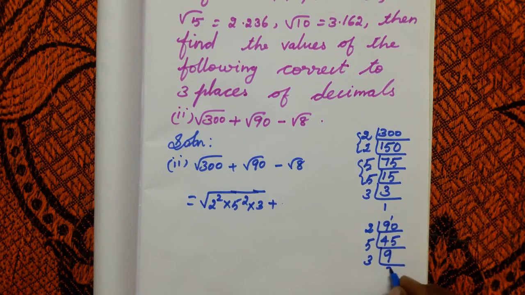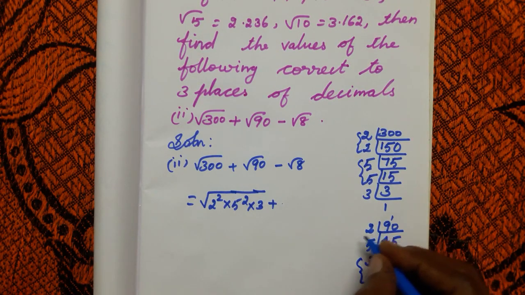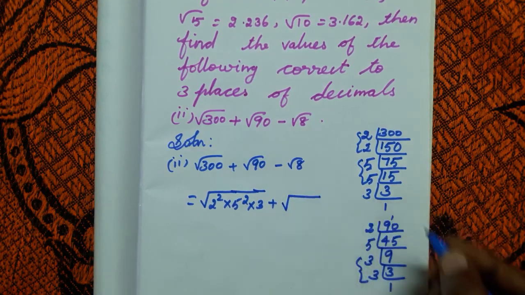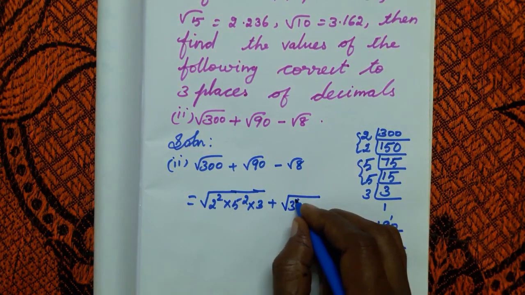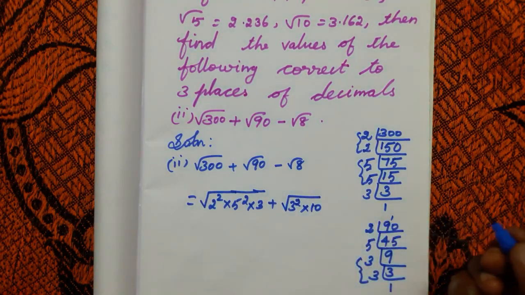3 table. 3 3s are 9. Again we can factorize the 3 table. 1 3 is 3. Here, this 2 only, having 3 into 3, we can write 3 square. This 2 does not have a pair, so we have to multiply and write it. So how can we write? 3 square into 10.